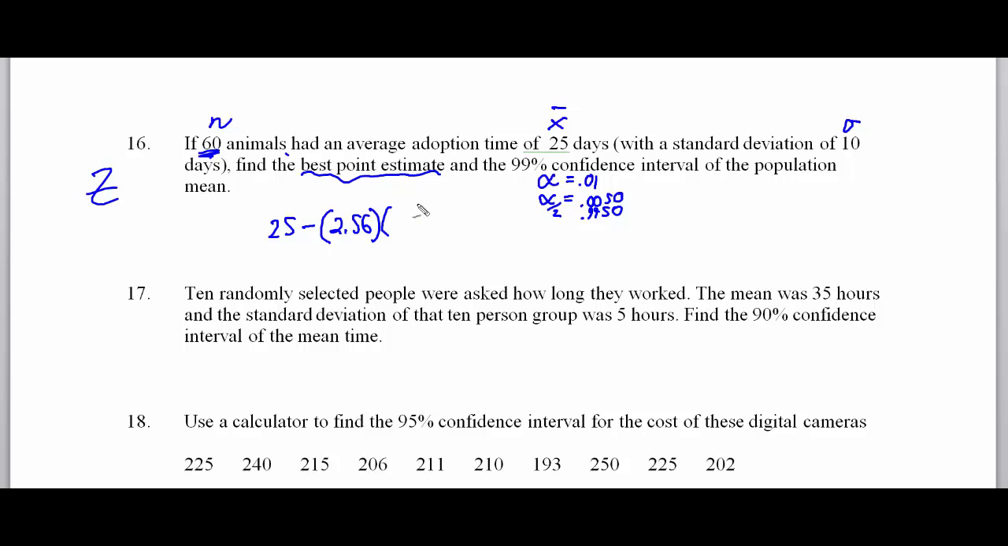And then we do our standard deviation divided by the square root of our sample size, and that's going to be less than mu, which is less than 25 plus 2.56, and then what we have is 10 divided by square root of 60. And then you compute this value on the left, and what you get is an answer that's approximately 21.67. You compute this answer on the right, and you get an answer that's 28.33. And that's where mu is between these two.